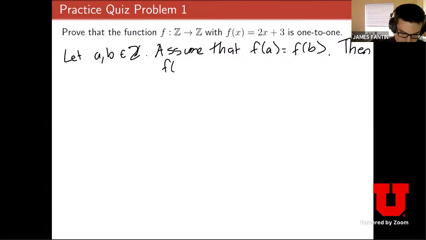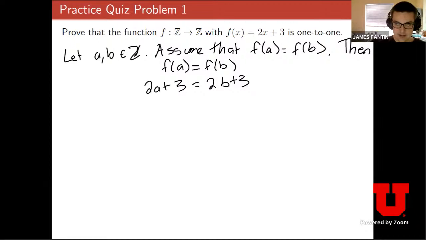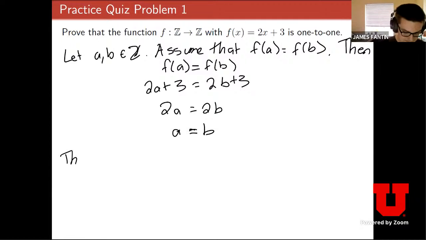So then we have f of a is equal to f of b. So 2a plus 3 is equal to 2b plus 3. Subtract 3 from both sides. And then now we can divide 2 by both sides. And we conclude that a equals b. So that's a equals b, and f is 1 to 1.